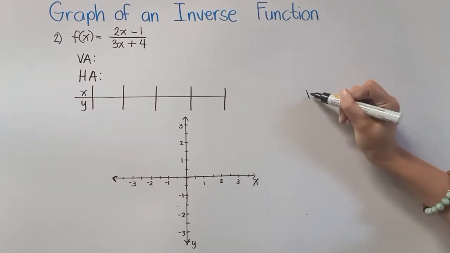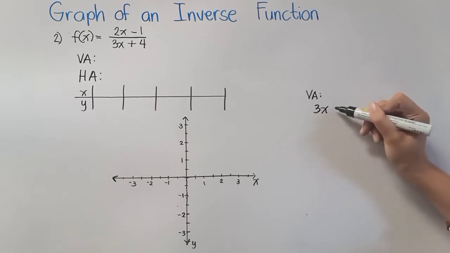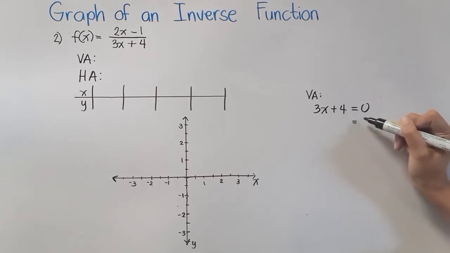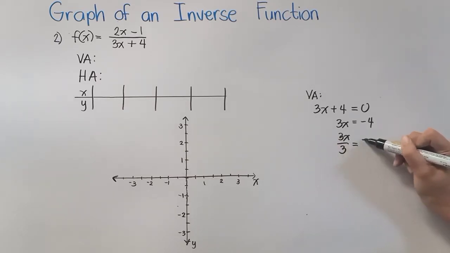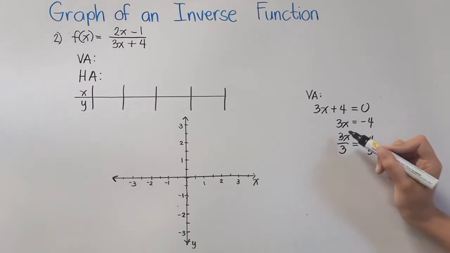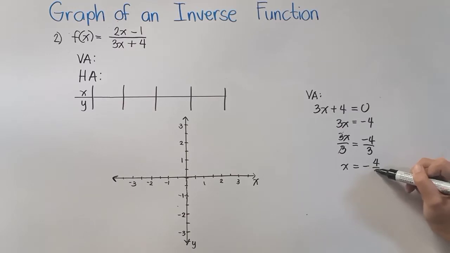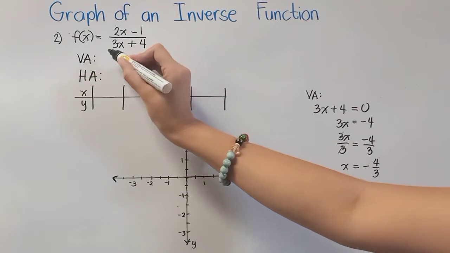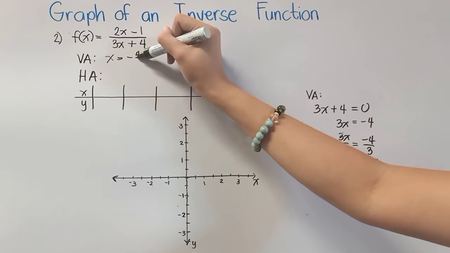If you forgot how to get the vertical asymptote, we will simply take our denominator and equate it to 0. So that's 3x plus 4 is equal to 0. Now, we have to transpose 4 to the right side in order for us to get our value of x, which is x equals negative 4 over 3. So we will place it here in the vertical asymptote: x equals negative 4 over 3.